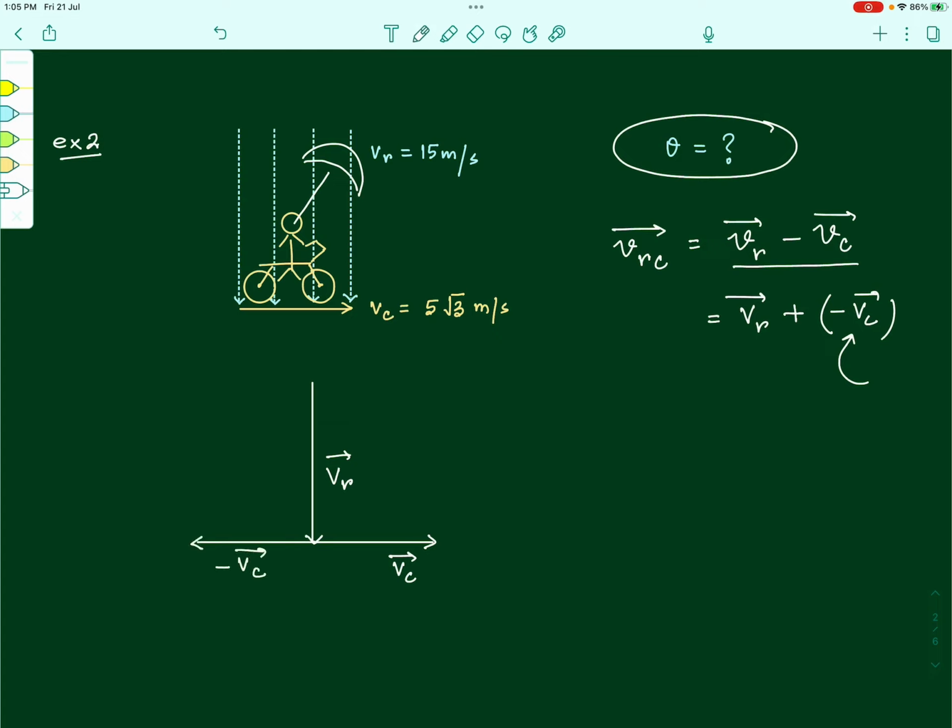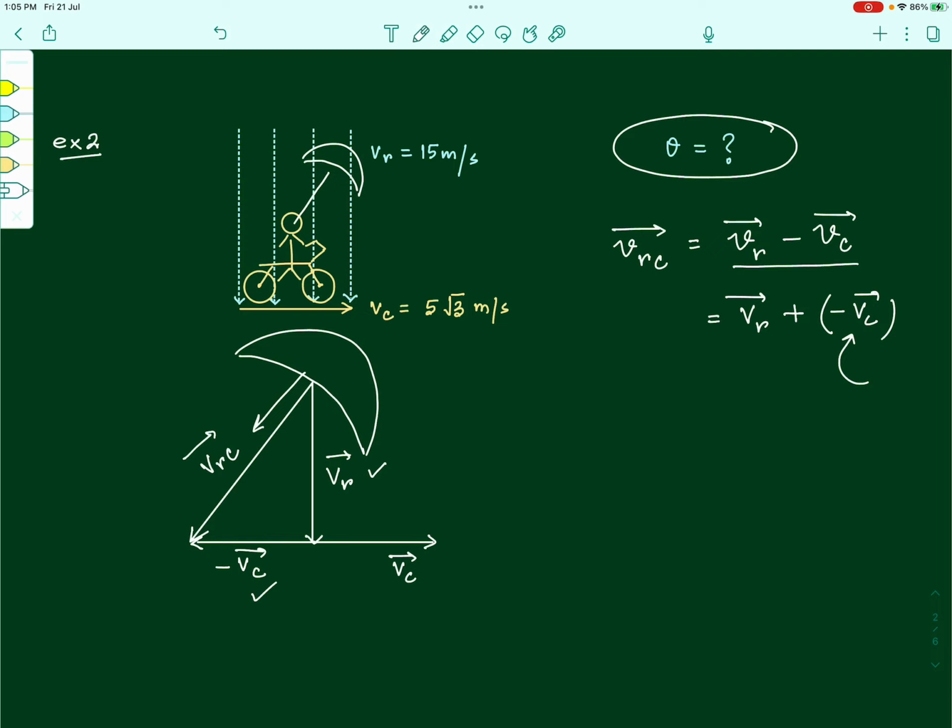This is the vector, and now we have to add the velocity of the rain with the negative of the velocity of the cyclist. The sum of these two vectors will come out to be this, using the triangular law of vector addition. This will be the velocity of the rain with respect to the cyclist, and it is in this direction that the cyclist will have to hold the umbrella. He has to hold the umbrella like this, right?